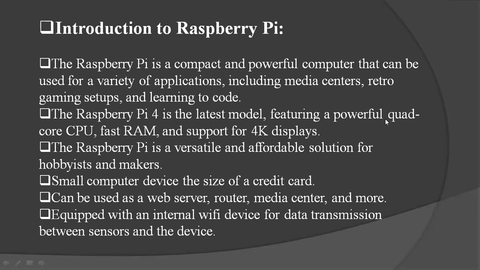Introduction to Raspberry Pi. The Raspberry Pi is a compact and powerful computer that can be used for a variety of applications including media centers, retro gaming setups, and learning to code. The Raspberry Pi 4 is the latest model featuring a powerful quad core CPU, faster RAM, and support for 4K displays. The Raspberry Pi is a versatile and affordable solution for hobbyists and makers.